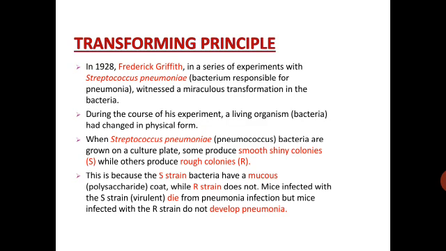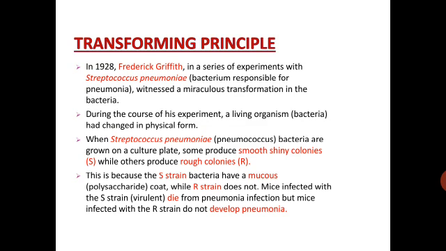He witnessed a miraculous transformation in bacteria. During the course of his experiment, a living organism had changed in physical form. When Streptococcus pneumoniae bacteria were grown on a culture plate, some produced smooth shiny colonies and others produced rough colonies. The ones which produced smooth shiny colonies were called S strain because they had a mucus coat, while R strain did not have the mucus coat.